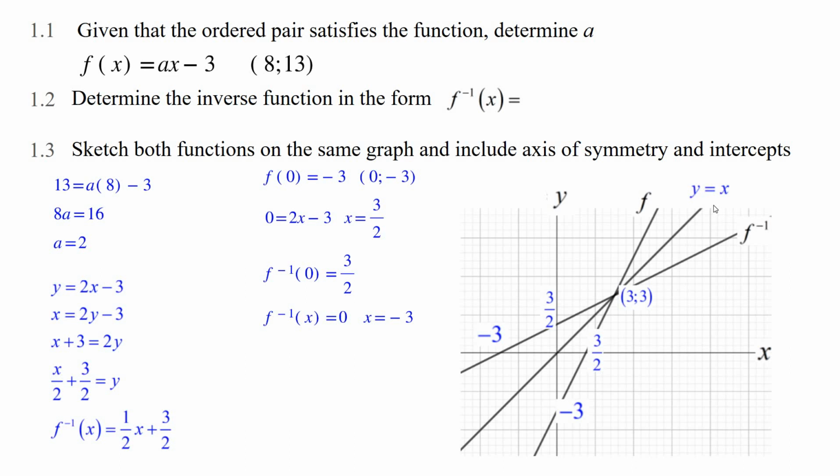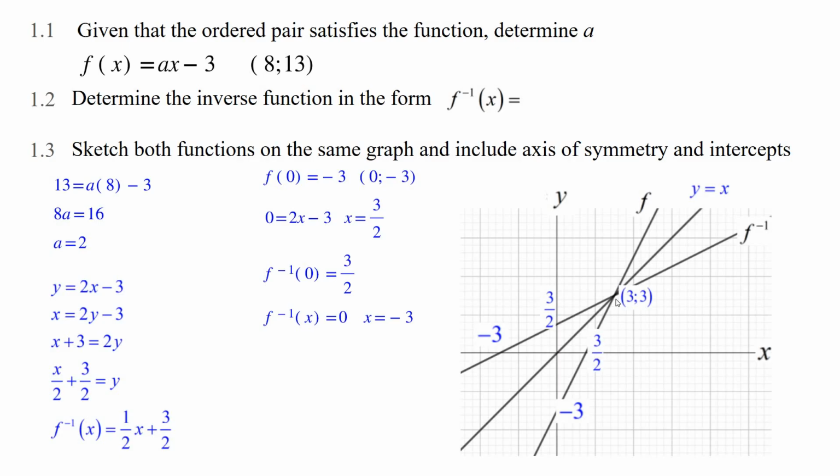And how do you do this? Well, you just sketch y equals x going up the middle. And then you sketch minus 3 and 3/2. There is minus 3 for the y-intercept and 3/2. There's the function f. The inverse, you just switch. Instead of 0 and minus 3, make it minus 3 and 0. Instead of 3/2 and 0, make it 0 and 3/2.